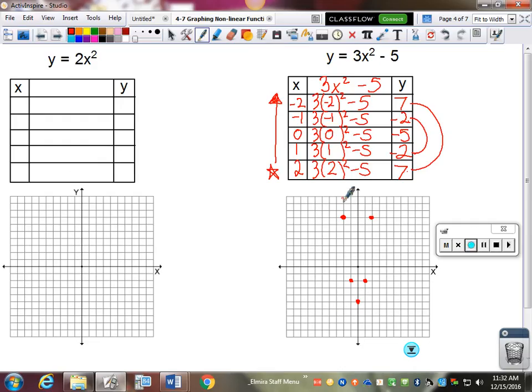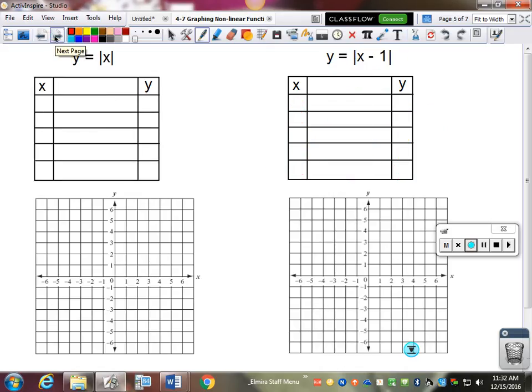Now again, when you connect these, do not connect pointy. Connect as a curve. Parabolas are curves. Okay, and label y equals 3x squared minus 5. Okay, so those are our quadratics. Quadratic is the name of the equation. This is the quadratic. The graph, the picture it makes, is called a parabola.